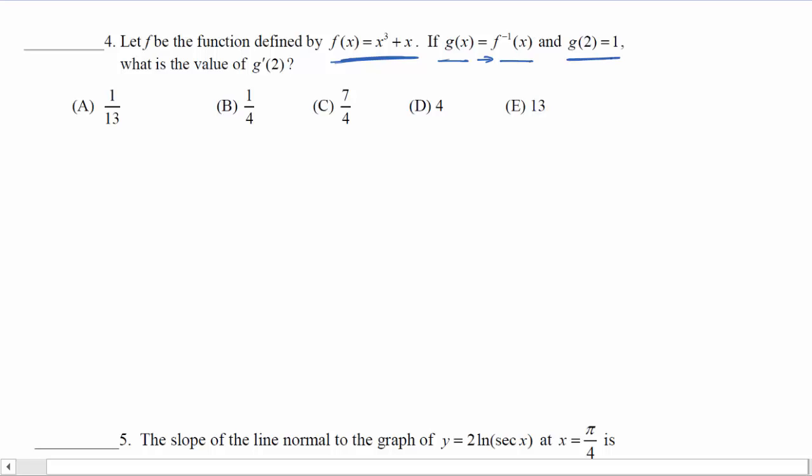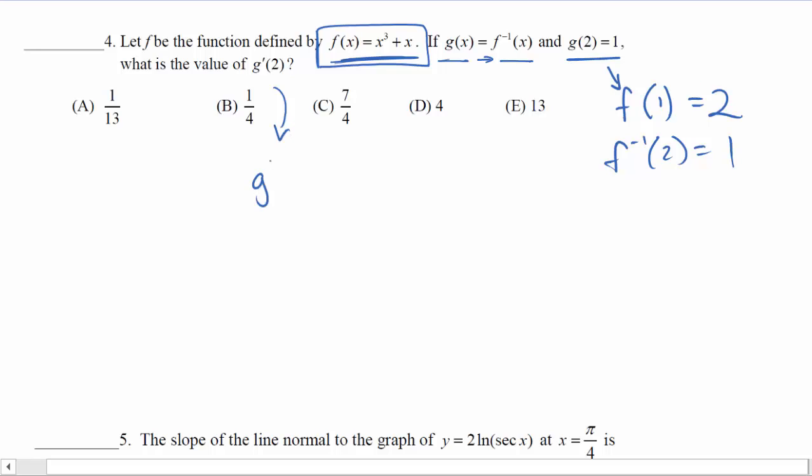Well, if you remember from when we did inverses, if we're given a function f, and we're told G is the inverse and G of 2 equals 1, I would like to rewrite this as f of 1 equals 2. Because what it's really saying is f inverse of 2 is equal to 1. Because G is the inverse function, I could replace G with f inverse.